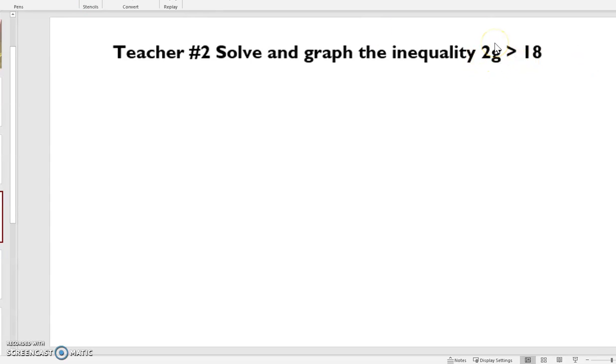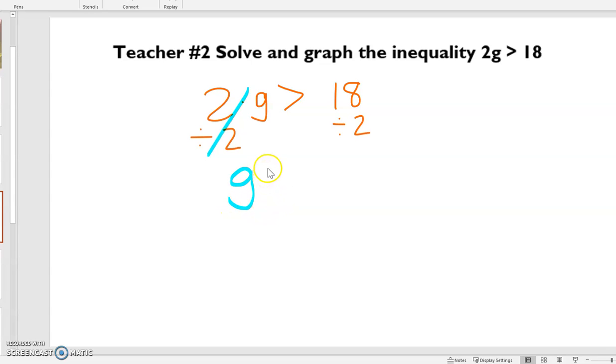So what I'm going to use is my inverse operation, which means opposite. This would read 2 times g is greater than 18. The inverse of multiplication would be to divide, and I want to divide on both sides. By using division, times 2 and divide by 2 cancel each other out, leaving the variable by itself, keeping the inequality symbol the same, and 18 divided by 2 is 9.